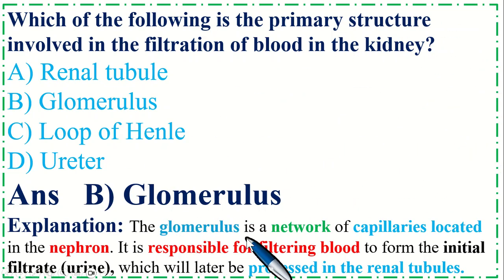The glomerulus is a network of capillaries located in the nephron. It is responsible for filtering blood to form the initial filtrate, which will later be processed in the renal tubules to form urine.